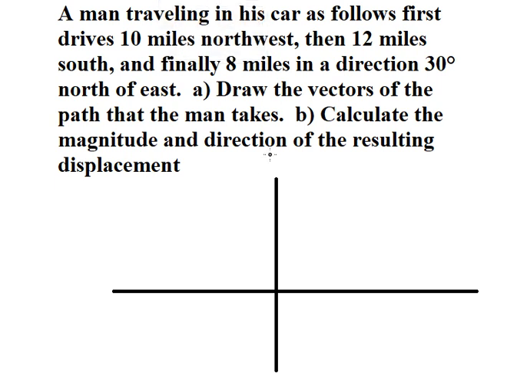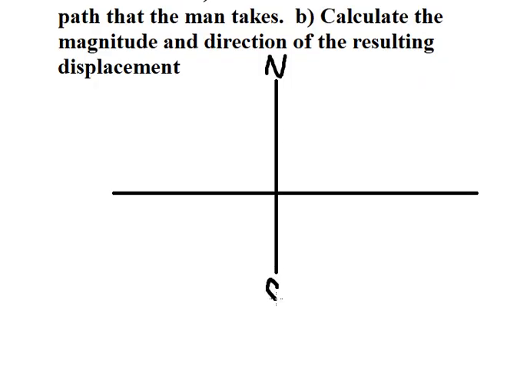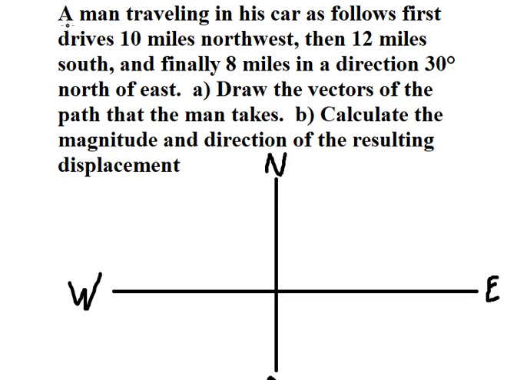So we know that this is about north, south, west and east. Now I will put this one at the center in here. So we know that a man is traveling in his car as follows. First, he drives 10 miles northwest. Northwest, that is about this one. So northwest, they will go in here. And we need to know that the angle in here is about 45 degrees.